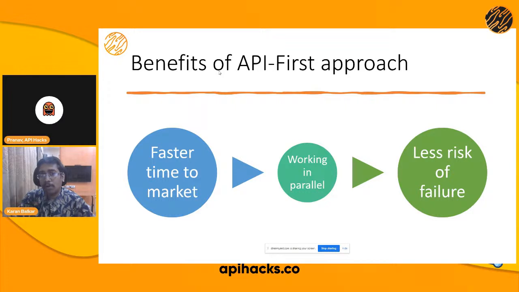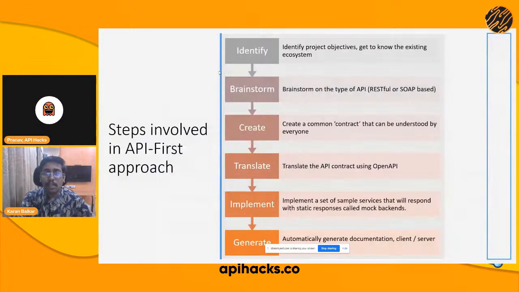Now, how do we go about implementing this? So these are the steps that I have listed down, which are basically used to create or adopt an API first approach. So what are the steps? I would just list them down and I would explain them as well. So the first step is to identify. The identification of the API has to be in line with your project objectives.